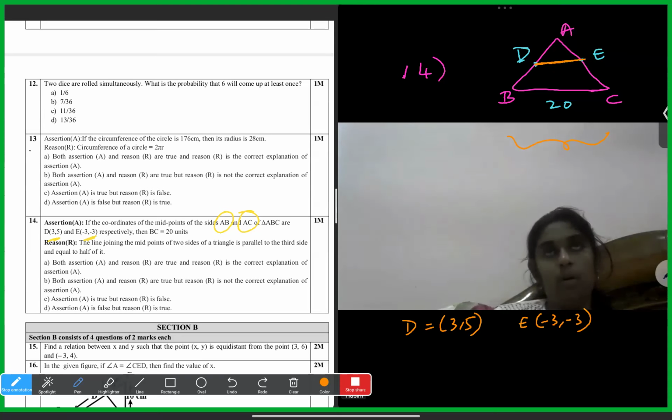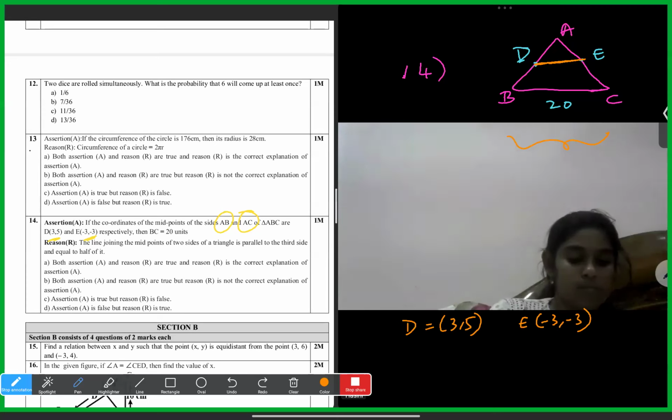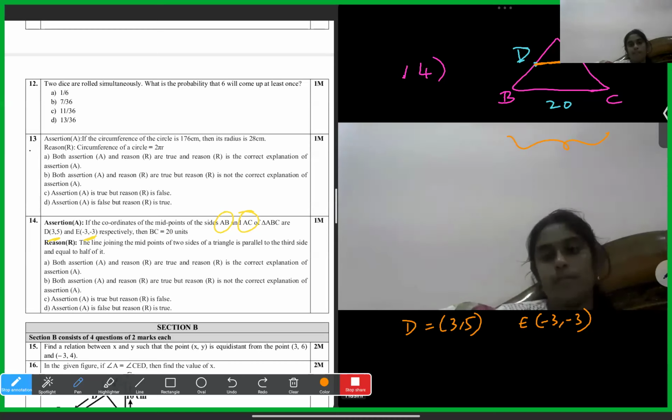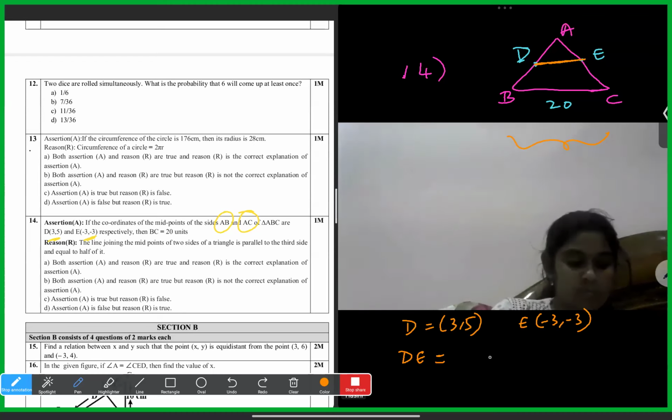This BC is given as 20, Hasni. If we find the DE length, DE should be half of BC, or BC should be double of DE. So we'll first find the DE length. As per the midpoint theorem, whatever DE length we get should come to 10. If it comes to 10, then BC will be double of that, or DE will be half of BC.